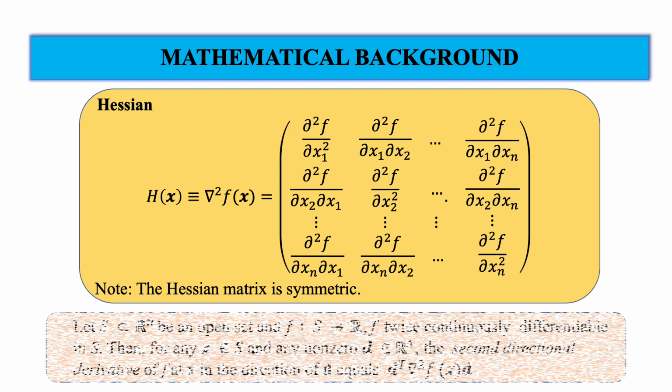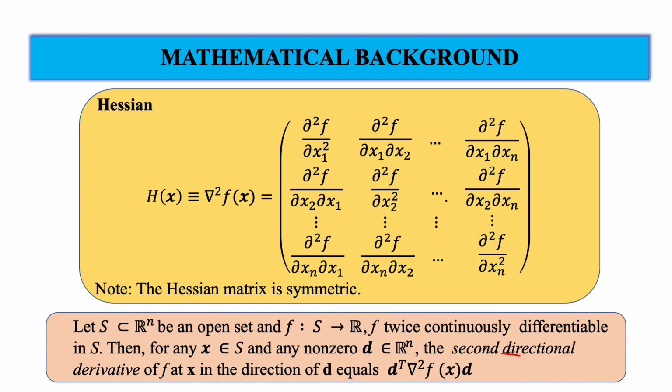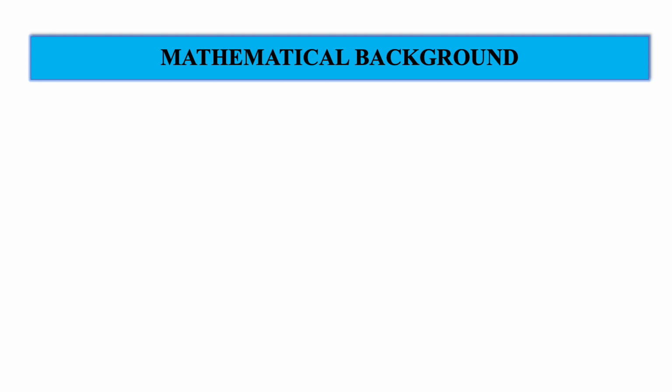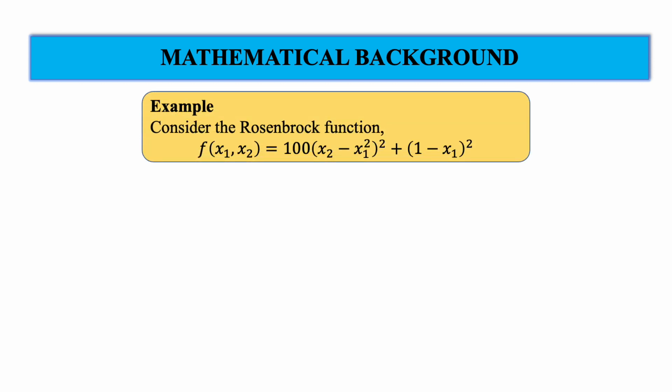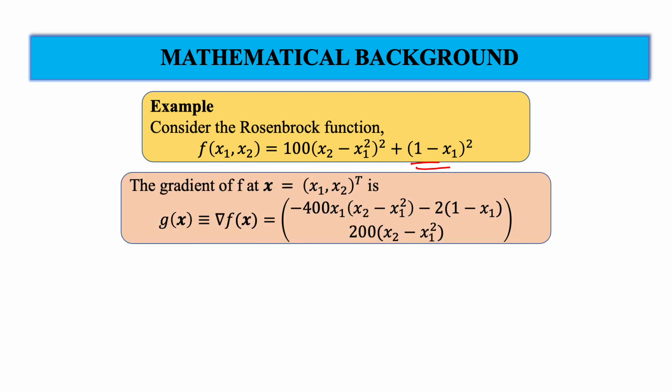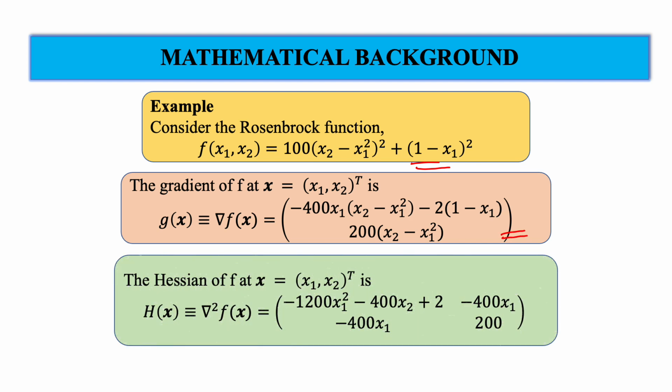Now similar to the first directional derivative, one can have a second directional derivative. That derivative is d transpose times the Hessian of f(x) times d. So here are some examples. We have seen the Rosenbrock function in earlier lectures. So that function is like this. Its gradient for any point x1 and x2 turns out to be this, and the Hessian turns out to be this matrix, and you will see that the Hessian is a symmetric matrix.